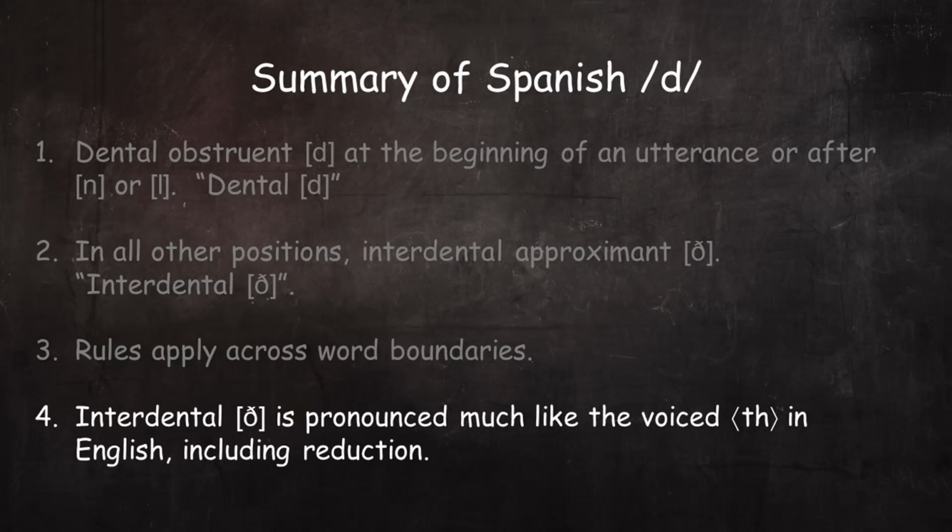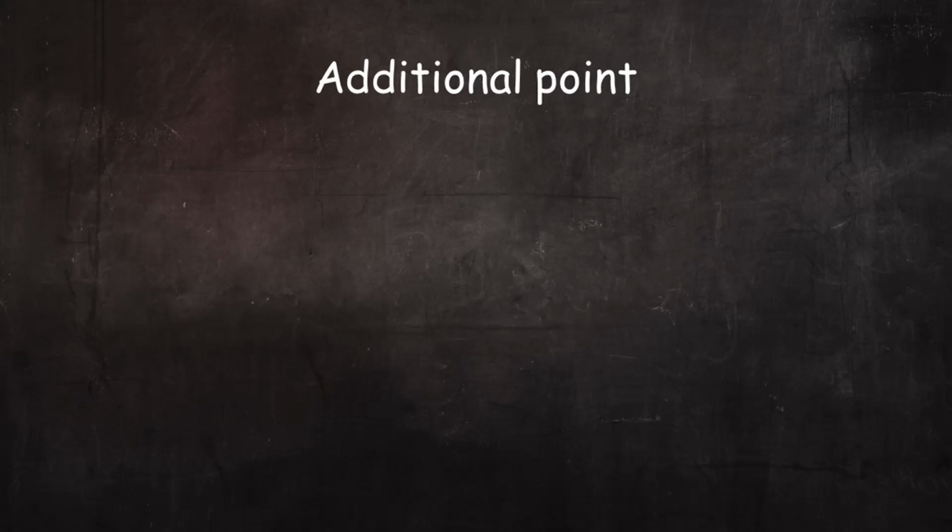Interdental D is pronounced much like the voiced TH in English, including a very similar type of softening or reduction that occurs during casual, natural speech. All right, I think this is everything you need to know in order to pronounce D correctly in standard Spanish. I have one additional point to mention, and we'll wrap this up.